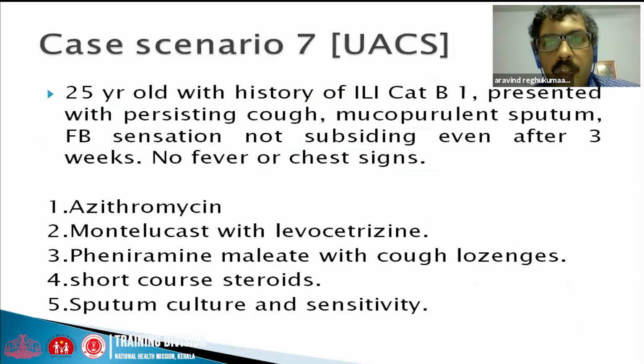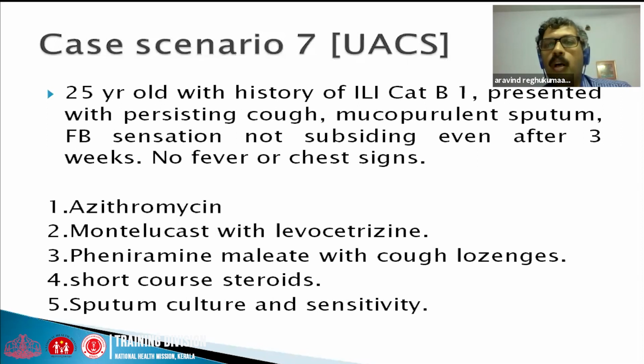Then another common situation where antibiotics are being prescribed: a 25-year-old with a history of influenza-like illness, category B1, presented with persisting cough, mucopurulent sputum, and a foreign body sensation not subsiding even after 3 weeks, no fever or chest signs. So it's a very common thing. That is, the patient had an influenza-like illness, and the cough is persisting.